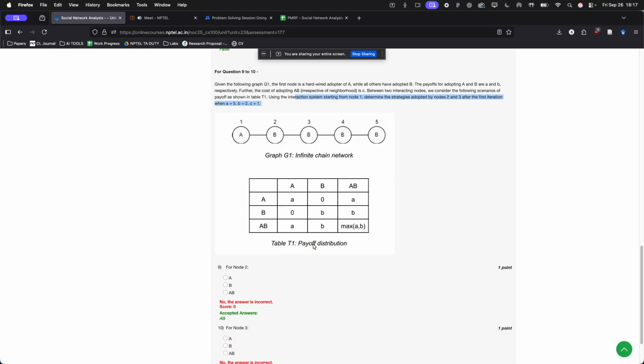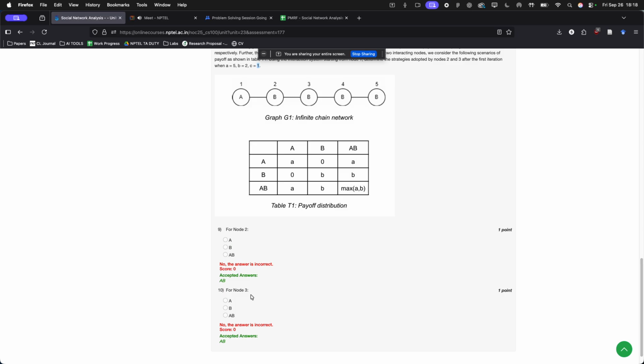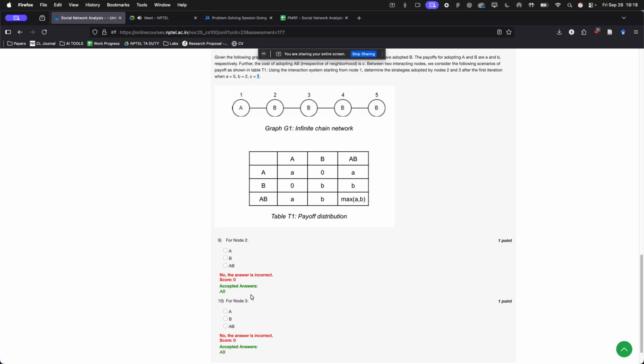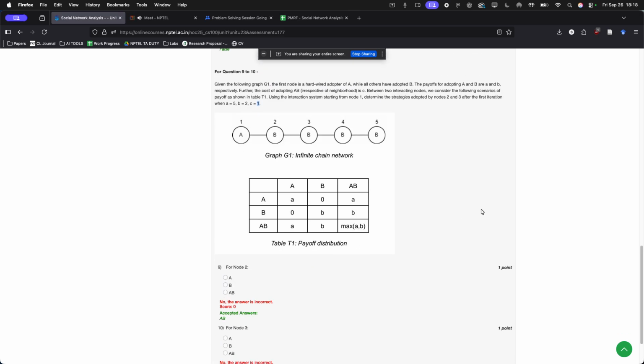So for node 2, what is the lowest one? Node 2 is at B. It has to go to A. You can take this one as well. To go to AB, B to AB should be b, but B to AB is c here, as given. Which is the lowest payoff? So the answer is AB. For node 3, the answer is AB again. No, just a second. Node 1, determine node 2 and 3. Okay, max of AB. Let me change this.